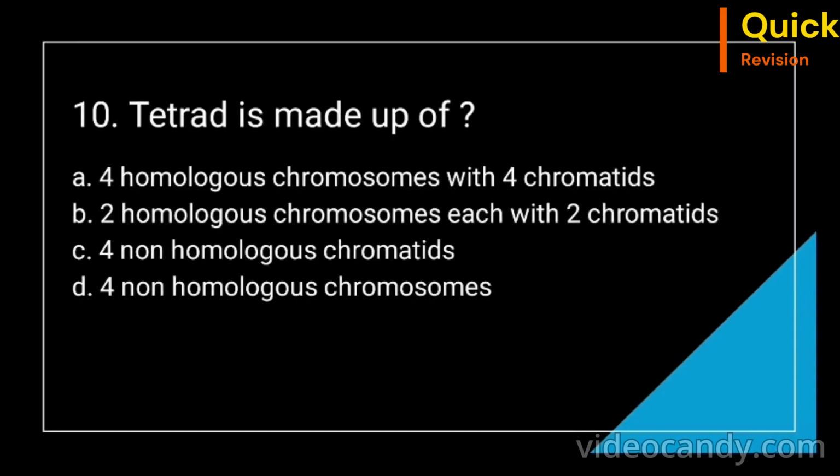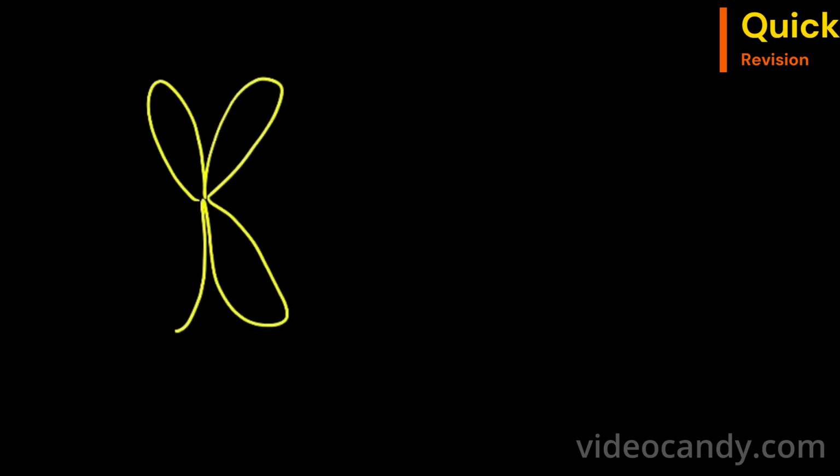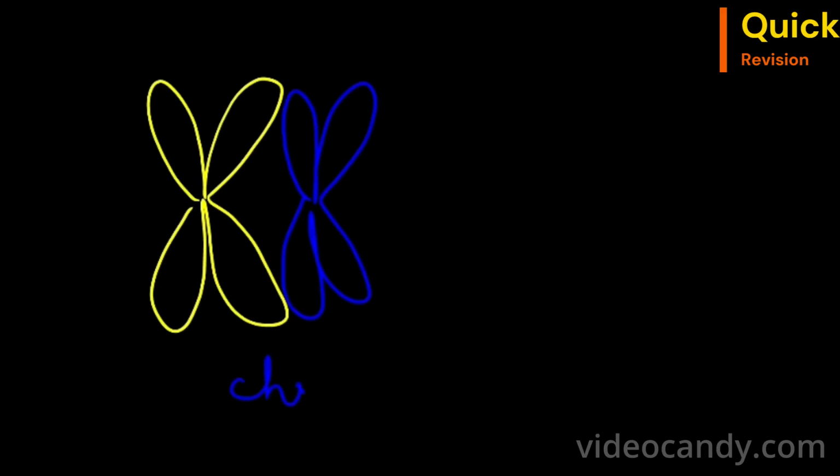10th question. Tetrad is made up of 4 homologous chromosomes with 4 chromatids, 2 homologous chromosomes each with 2 chromatids, 4 non-homologous chromatids, or 4 non-homologous chromosomes. So let's see what this tetrad is. Let me draw the chromosome. We know chromosome is X shape, right? And then we have another chromosome here. Let's say this is chromosome number 1. We get one from the father and the other from the mother, right?